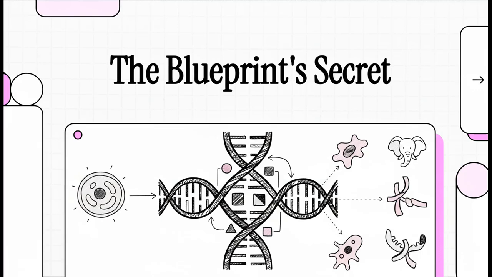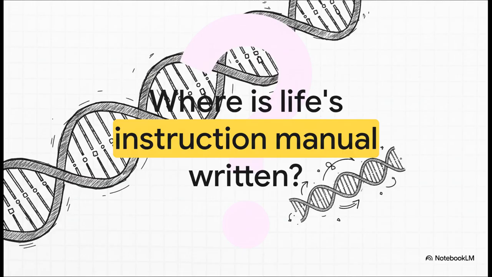We hear it all the time, right? DNA is the blueprint of life. It's the master plan that builds everything. But have you ever really stopped to think about where in that famous double helix the instructions are actually written? Let's dig in. Yeah, it's a question that might seem simple, but it's actually kind of tricky.